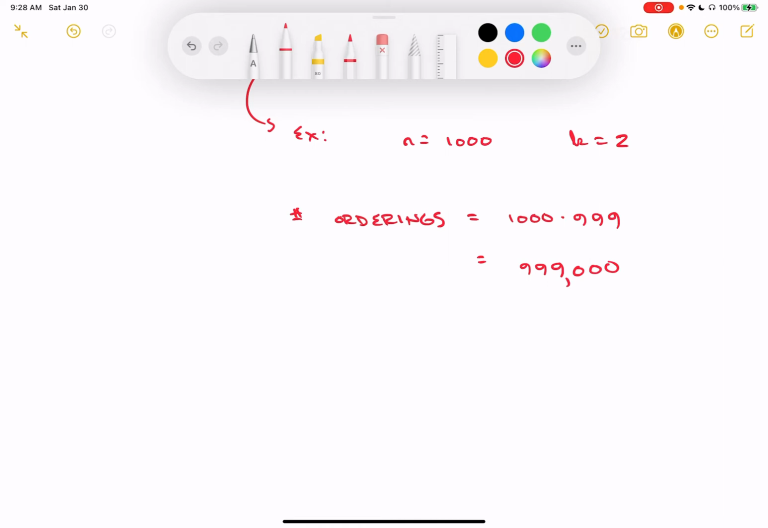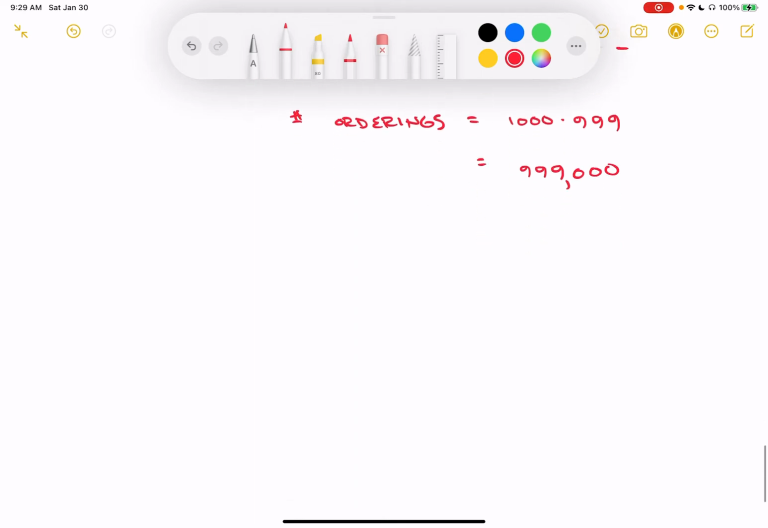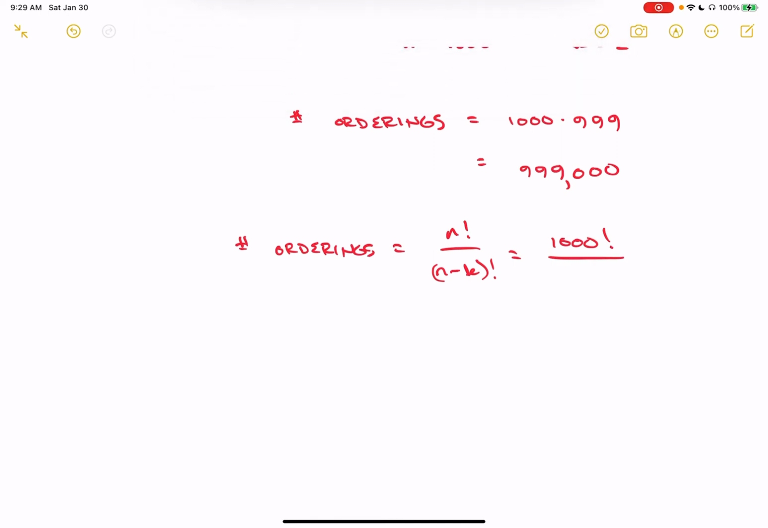Order matters, right? I'm sampling without replacement from an original box with 1,000 unique items, and there's only two things I'm drawing. If I had instead just said, oh, I recognize this as sampling without replacement, and I know the number of orderings can be represented as n factorial over n minus k factorial, I could write this out as 1,000 factorial over 1,000 minus 2, which would be 998 factorial.